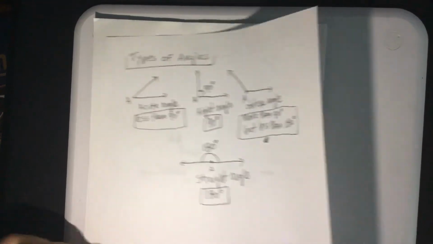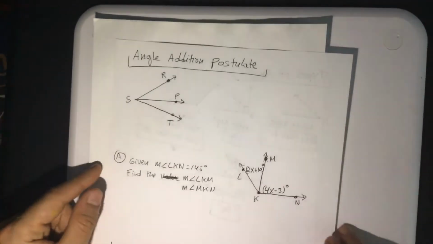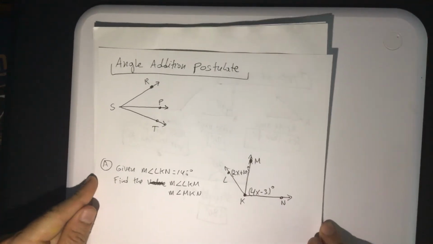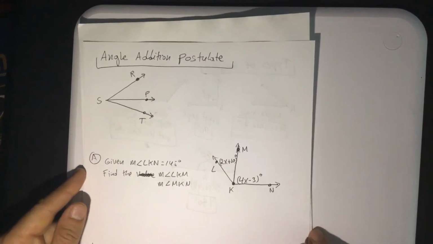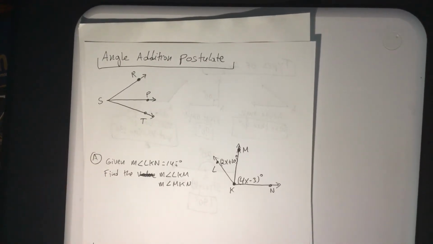So now, let's talk about something else. Let's talk about the angle addition postulate. The angle addition postulate is basically similar to the segment addition postulate that we saw in another section. If you remember, in the segment addition postulate, one segment plus the other segment is equal to the bigger segment. So the same thing here.